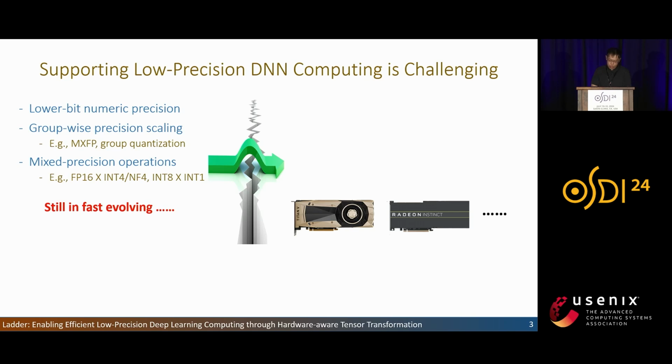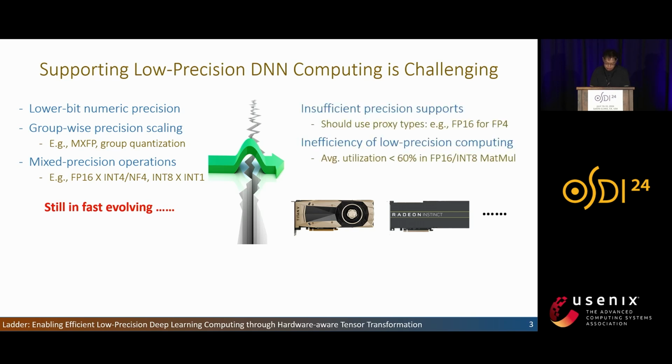On the hardware side, it's insufficient to support these fast-evolving data types. When there is no support for a new data type, users need to use proxy data types to represent the computation, for example, representing the new FP4 data type with FP16.